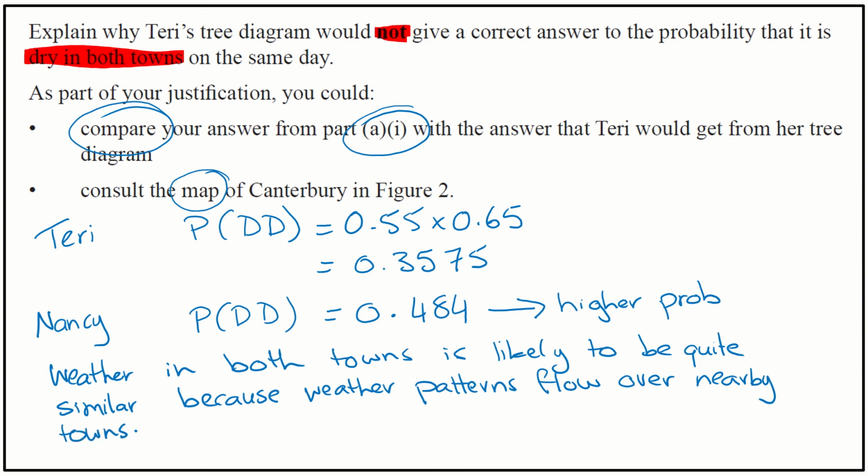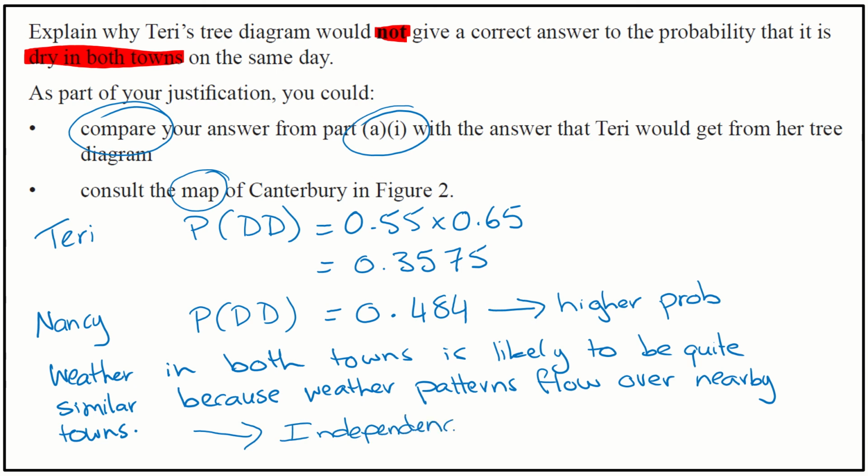And so we need to think about why Terry's would not give the correct answer. Nancy's answer is much higher. Terry's is a lower probability, and we expect it to be higher because they are close by. And not only that, but we shouldn't be thinking that the weather in these towns is independent. Behind this is a formal idea that we do at level 3, but in level 2, we're starting to think about this idea of independence.